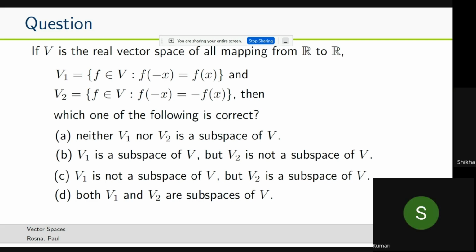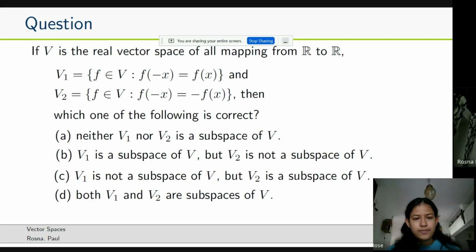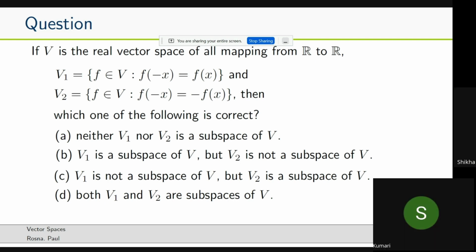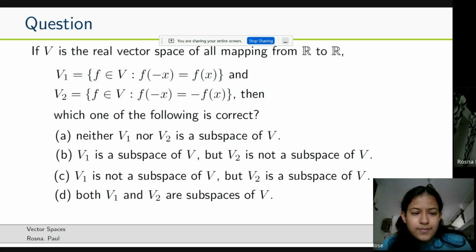Ma'am, option D, both are Option. Yes. Both are subspaces. Let's see what others also say. Okay, we got one answer. Answer D. And if you got any answer, you can also write it in the messages. So you can try to read.